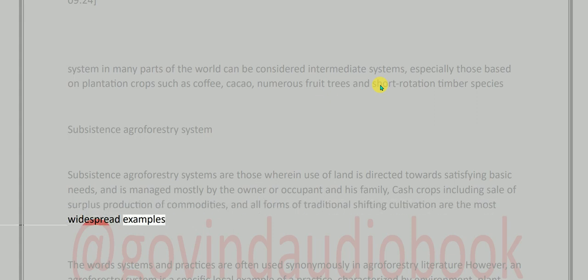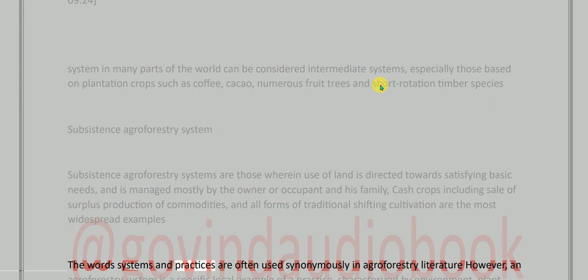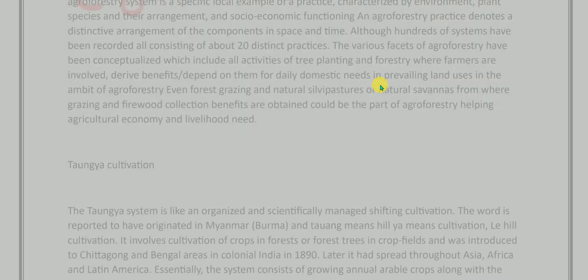examples. The words systems and practices are often used synonymously in agroforestry literature. However, an agroforestry system is a specific local example of a practice, characterized by environment, plant species and their arrangement, and socio-economic functioning. An agroforestry practice denotes a distinctive arrangement of the components in space and time. Although hundreds of systems have been recorded, all consist of about 20 distinct practices.